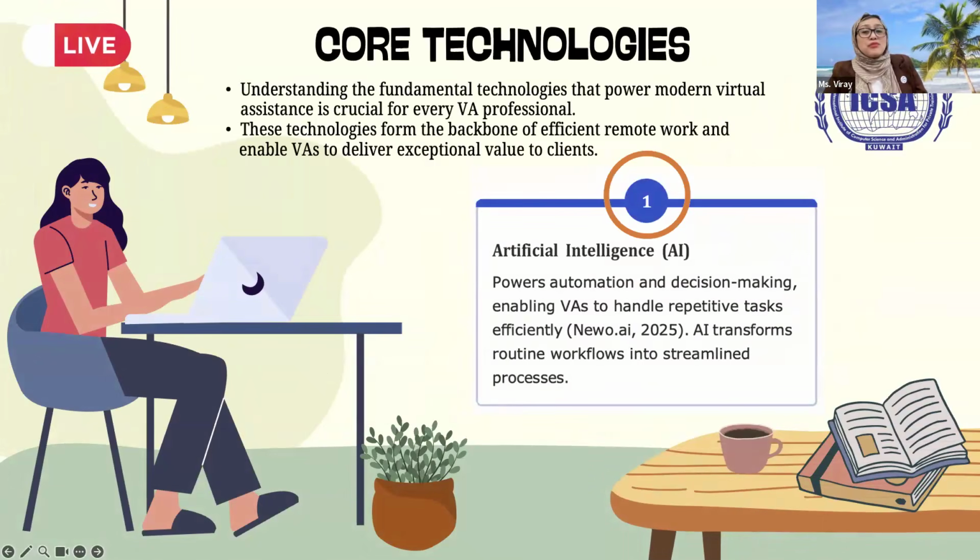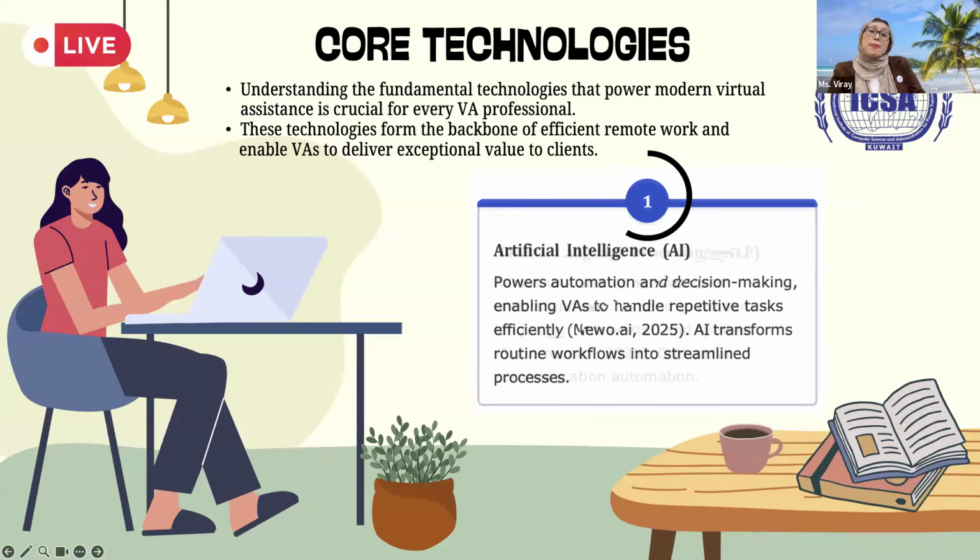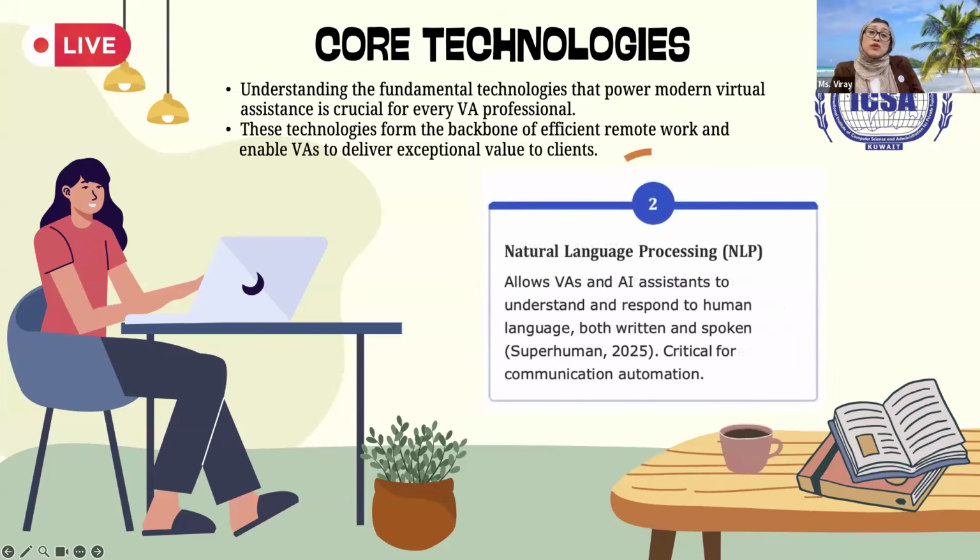As we have said, if you're not using AI, don't go for this course anymore and don't go to this career, okay? And then another one is what we call NLP, or natural language processing, wherein VAs and AI assistants understand the human language. So that's why when you talk to AI, it talks like a human, right? That's called NLP. It has learned already the language of humans.